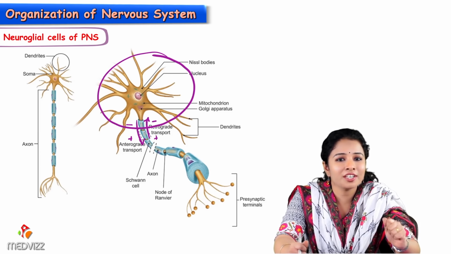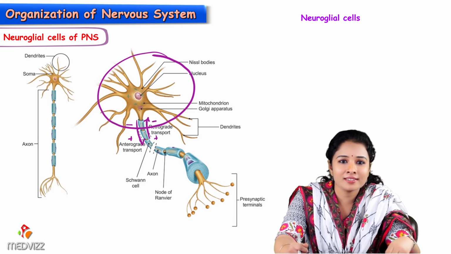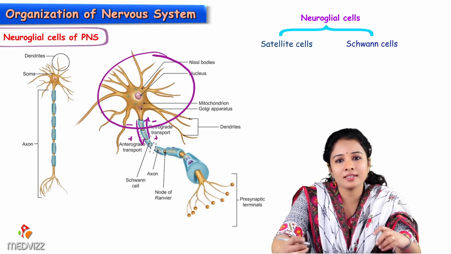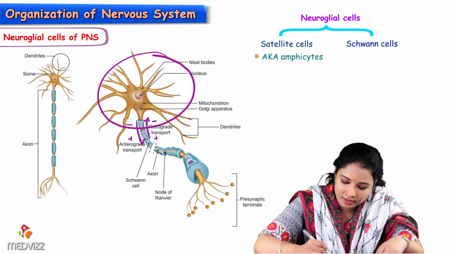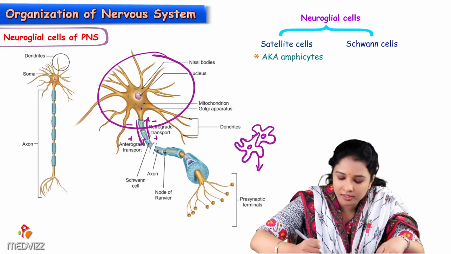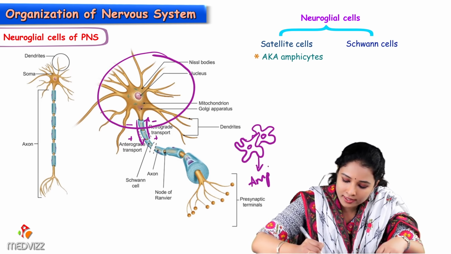Let's talk about the neuroglial cells of the peripheral nervous system, and there are two types of neuroglial cells in the PNS, that is satellite cells and Schwann cells. Satellite cells are like capsular cells which are also called amphicytes. So, they cover the neurons like a capsule. So, they are called capsular cells or satellite cells, which are also called amphicytes.